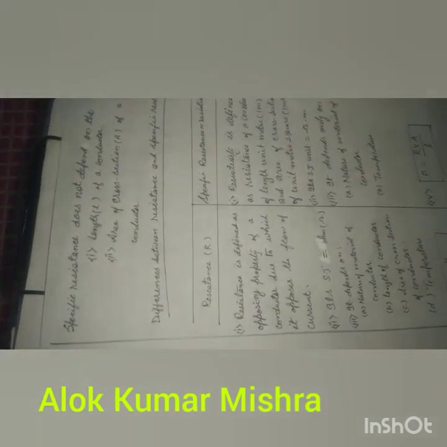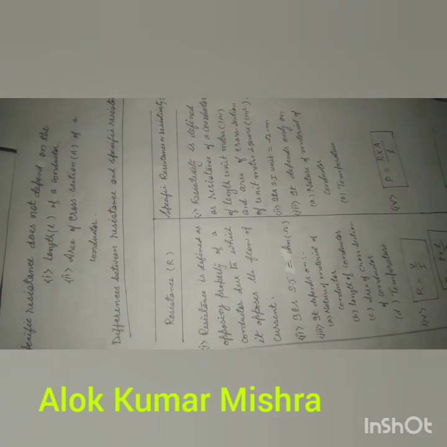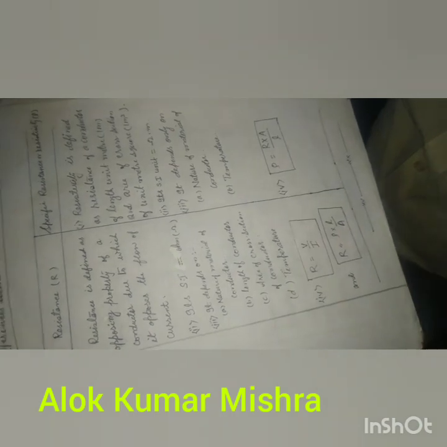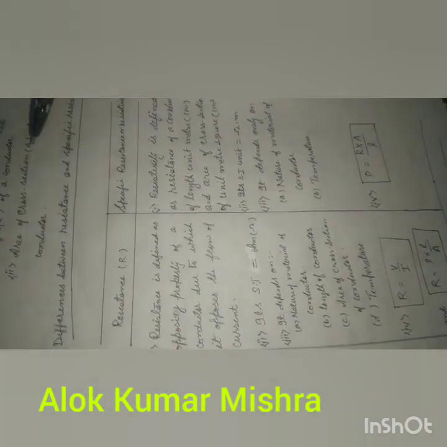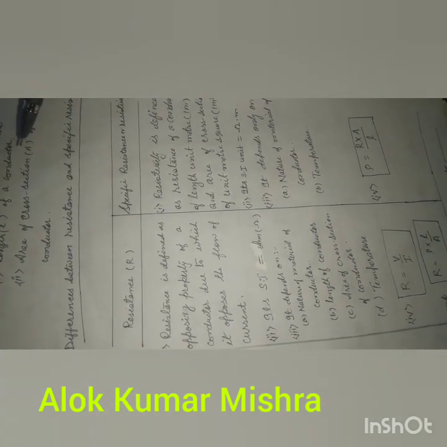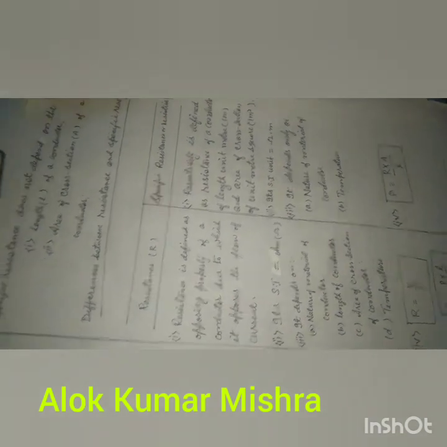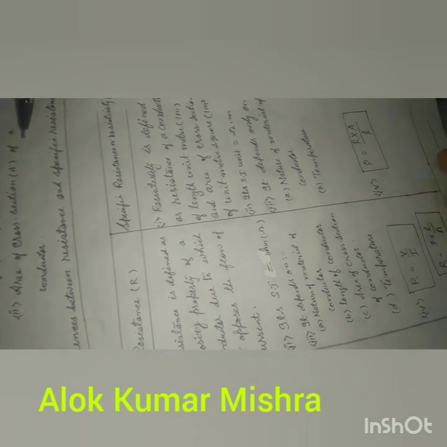But the most important point is that specific resistance does not depend on the length of the conductor and the area of cross section of the conductor. This is the most important point which we should remember. Resistance depends on length, area, temperature and nature, but specific resistance depends only on two factors, nature and temperature, and does not depend upon the length of the conductor and area of cross section of that conductor.